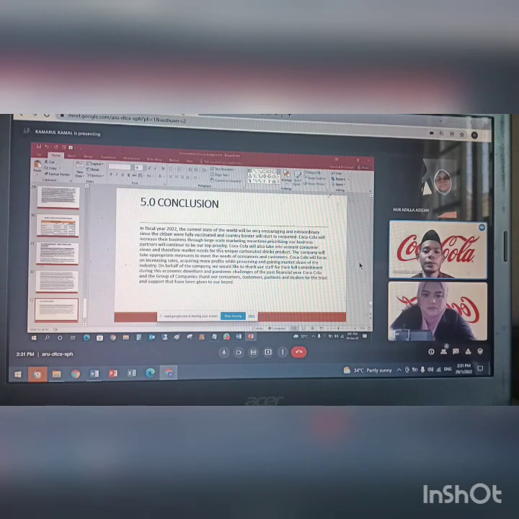Meantime, prioritizing our business partners will continue to be our top priority. So Coca-Cola will take into account consumer views and therefore market needs for this unique carbonated drink product. So this company will take appropriate measures to meet the needs of consumers and customers. Coca-Cola also will focus on increasing its sales, acquiring more profit while preserving and gaining market share of the industry.